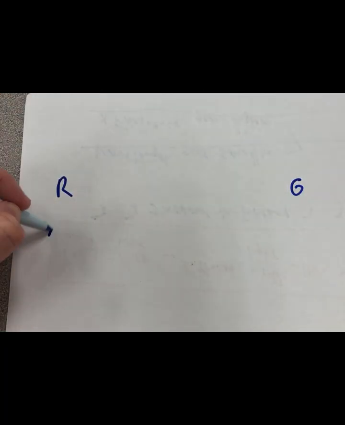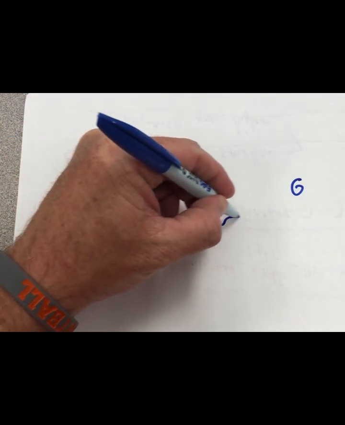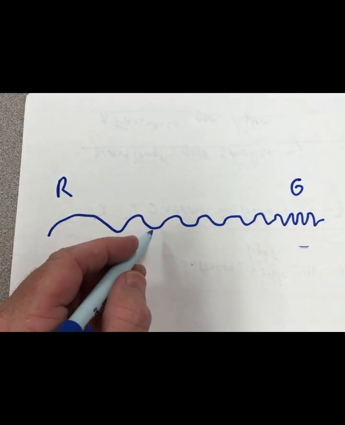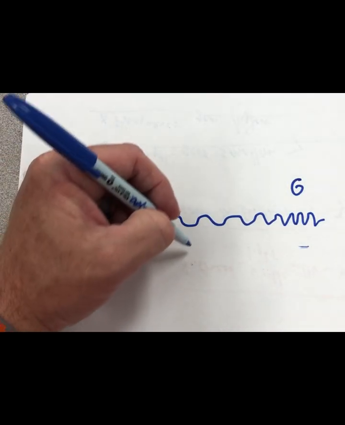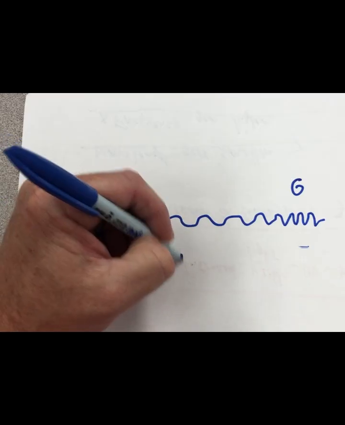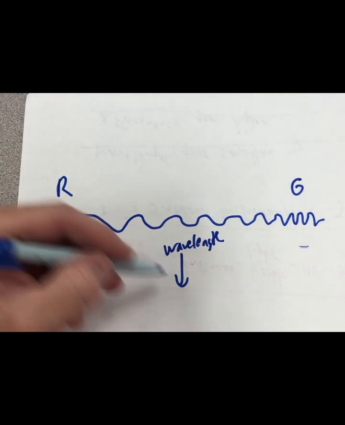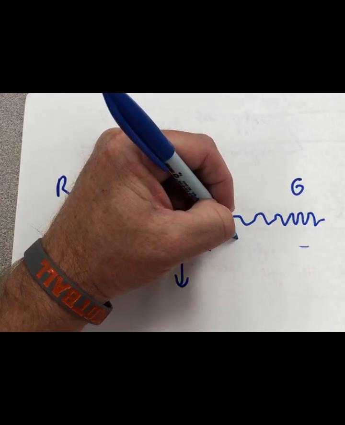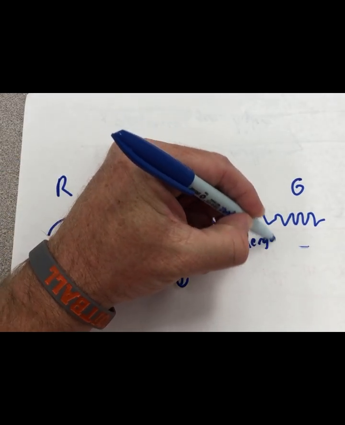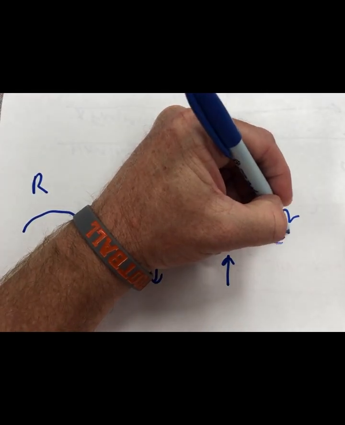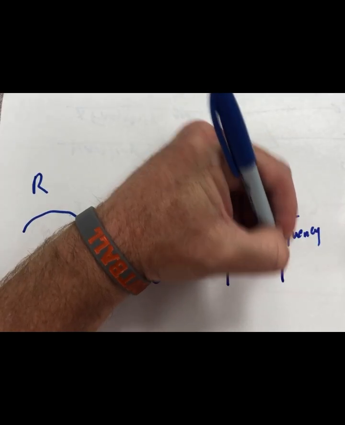So it will look something like this. If your wave going from radio to gamma would go something like this, and as it gets up to gamma, it would just kind of shorten. So you're actually shortening the wavelength and increasing the frequency. So as your wavelength goes down or decreases, your energy, okay, increases, and your frequency increases.